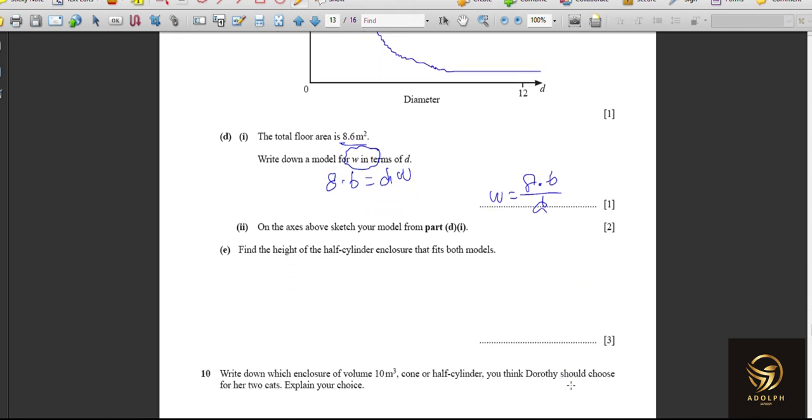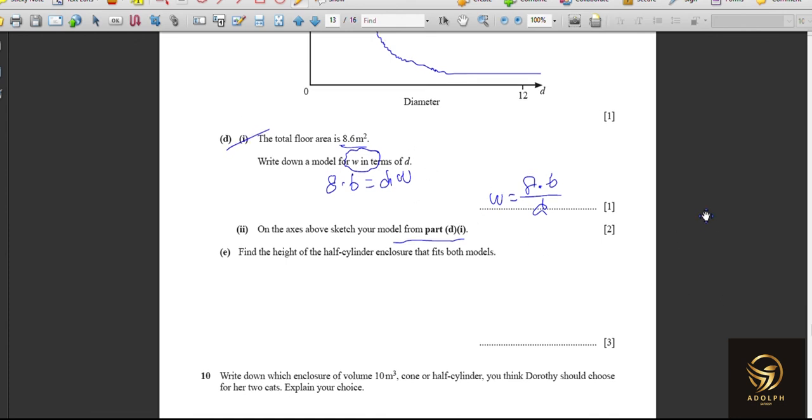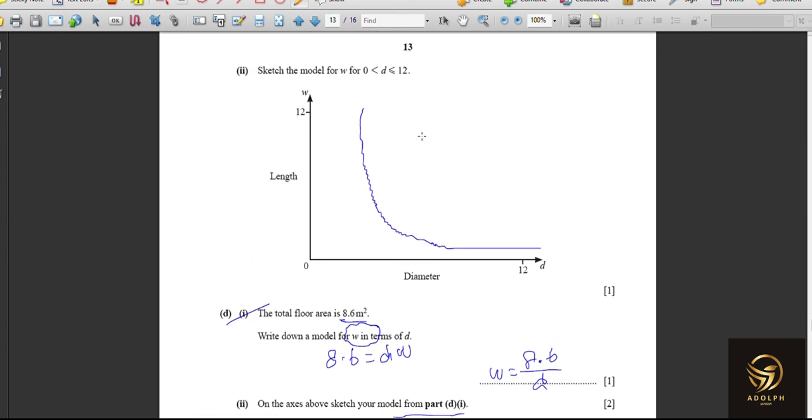Next, on the axis above, sketch your model from part d1. What is the answer? We got 8.6 by d. If you draw it in the GDC, we get the graph. This is also similar, but it's going like this, and they are intersecting. Let's find the point. It is 2.96 comma 2.90.